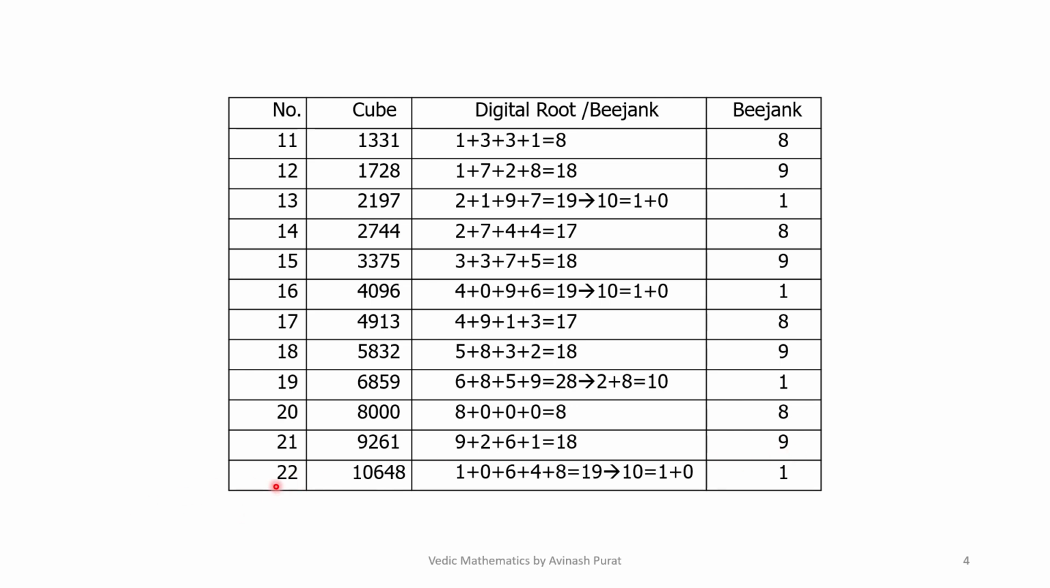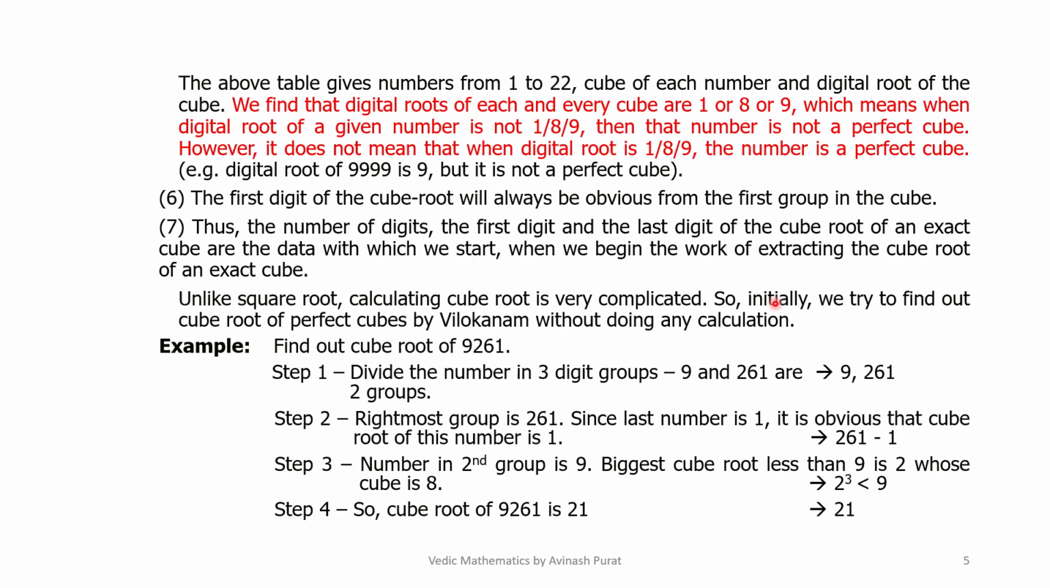And number 22, cube is 10648. So digital root is 1 plus 0 plus 6 plus 4 plus 8, that is equal to 19, that is 1 plus 9, 10 equal to 1 plus 0, Bijanka is 1. The above table gives numbers from 1 to 22, cube of each number and digital root of the cube.